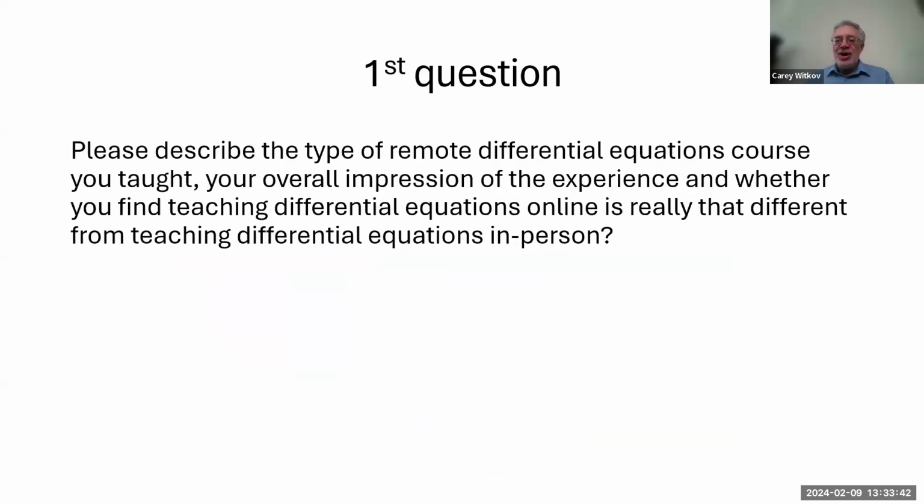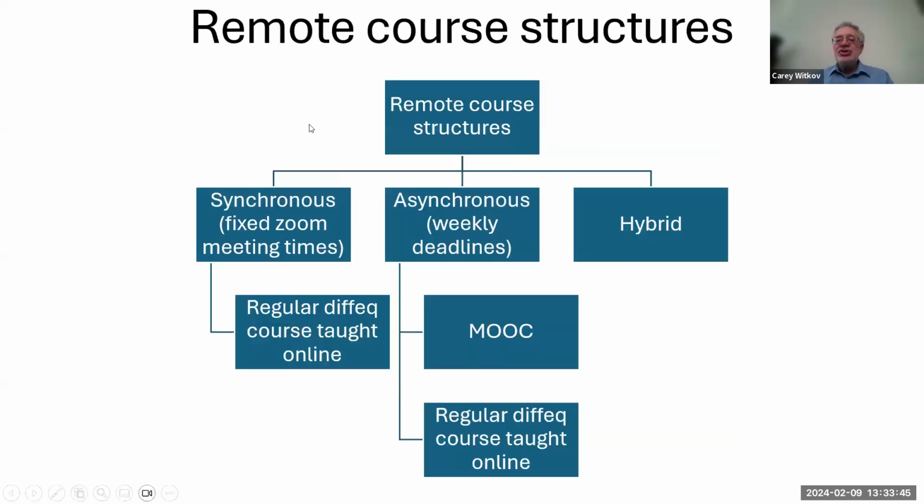Another thing that's perhaps a little bit helpful is just to take a look at the range of possible remote course structures. You can have synchronous courses, which have fixed Zoom meeting times. And this is essentially a regular differential equations course, but instead of meeting together in a classroom, everyone meets together perhaps on Zoom or some other video conferencing. So it's similar then to an ordinary in-person course in terms of the time structuring.